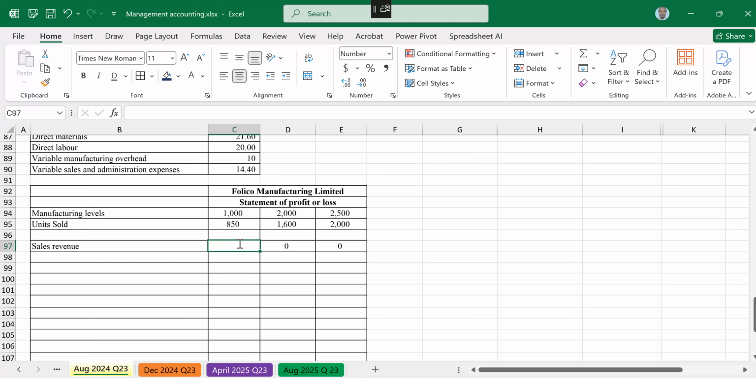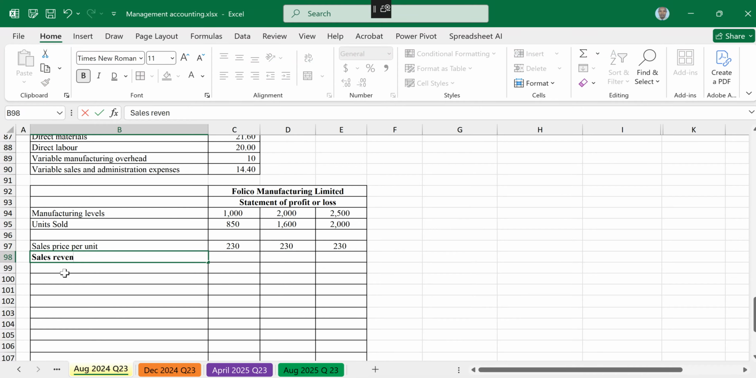Now what is the sales revenue? Sales revenue will be equal sign units sold times, but before the sales revenue, I think it's important to have what we had on the other side, the sales price per unit. Those are important because we need them. Now sales revenue will be equal sign 230 times the units sold. Then that will give us the sales revenue.